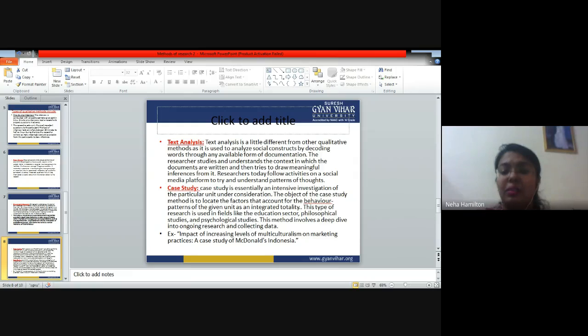Then we have a case study method. Case study method क्या होता है? Case study is essentially an intensive investigation of a particular unit under consideration. The objective is to locate the factors that account for the behavioral patterns of the given unit as an integrated totality. Try to understand what was written. This type of research is used in fields like educational sectors and philosophical studies, psychological studies, and this method involves a deep dive into ongoing research and collecting data.